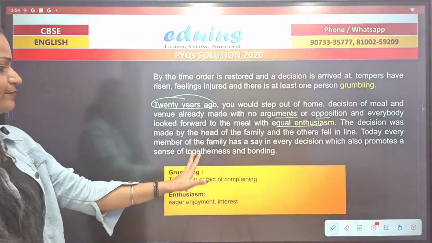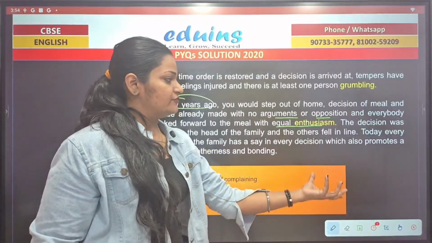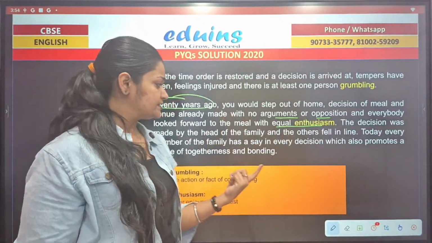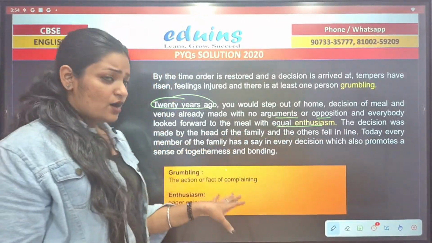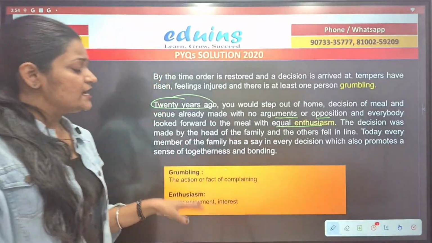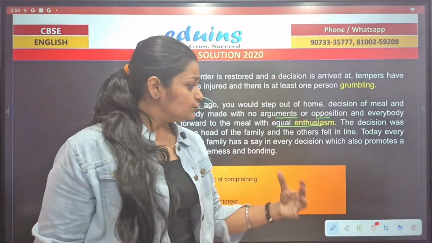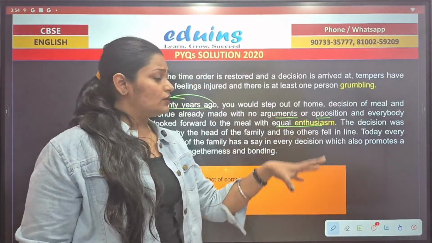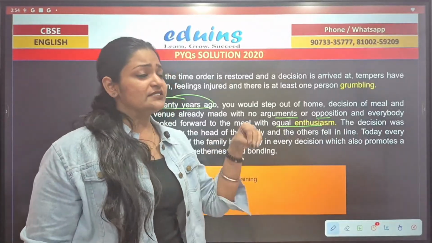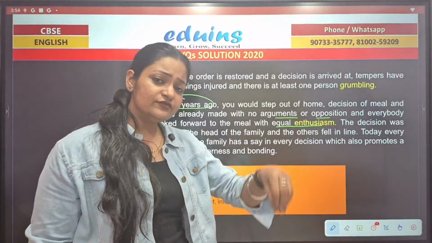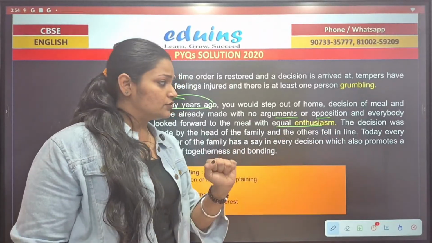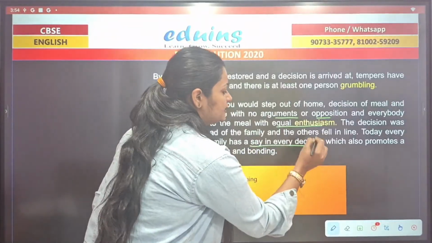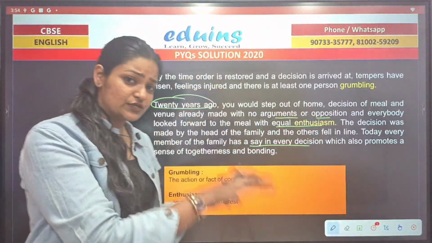Today, every member of the family has a say in every decision, which also promotes a sense of togetherness and bonding. Now we are getting something to see: in our family, every person is involved in a decision. Father is asking mother, mother is asking children, or father individually asks children where they want to go. So everyone has a say in every decision right now, and this is today's situation.